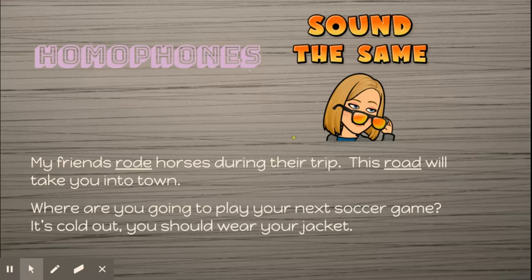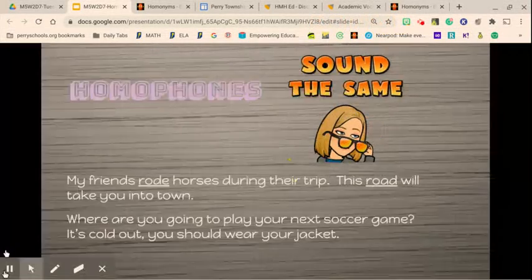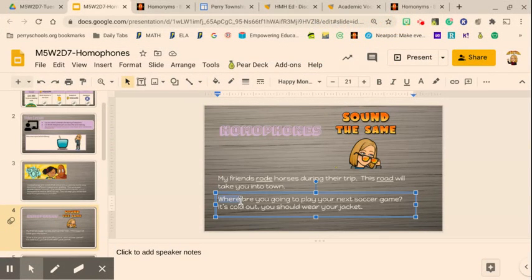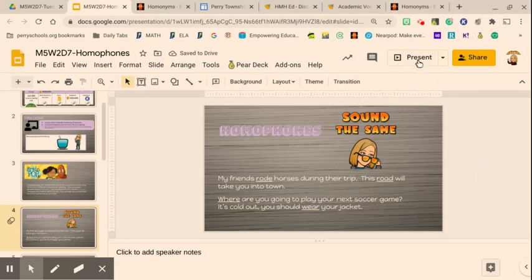Where are you going to play your next soccer game? So we were looking at the word where. This where, W-H-E-R-E, is asking for the location. And the other sentence, it's cold out, you should wear your jacket. These words sound the same, but they are not spelled the same and they mean different things.